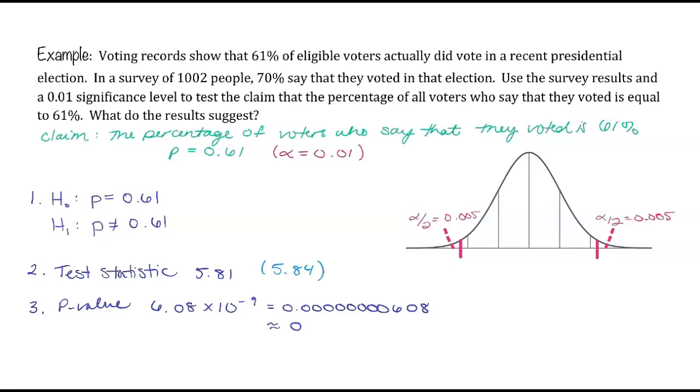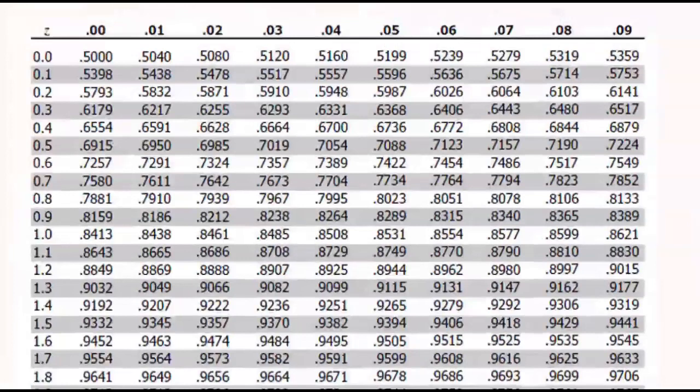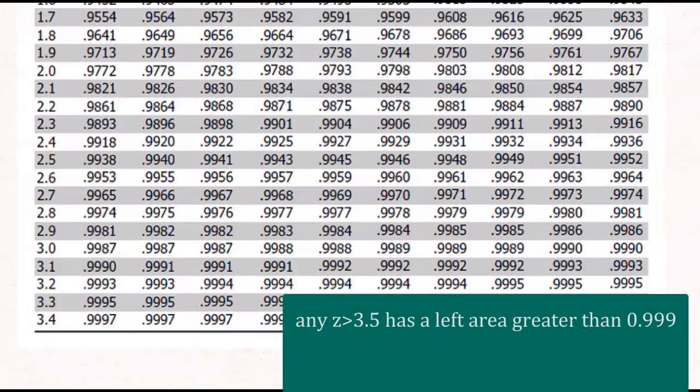And if you take this value for z and look at your z table, scrolling down to the very bottom of the table, we max out at a z-score of 3.49. We don't have 5.81 or 5.84. Any z-score above 3.5 is going to have a left area greater than 0.9999, which means that it has a right area less than 0.0001. Rounding to 4 decimal places, this gives us a left area of 1 and a right area of 0.